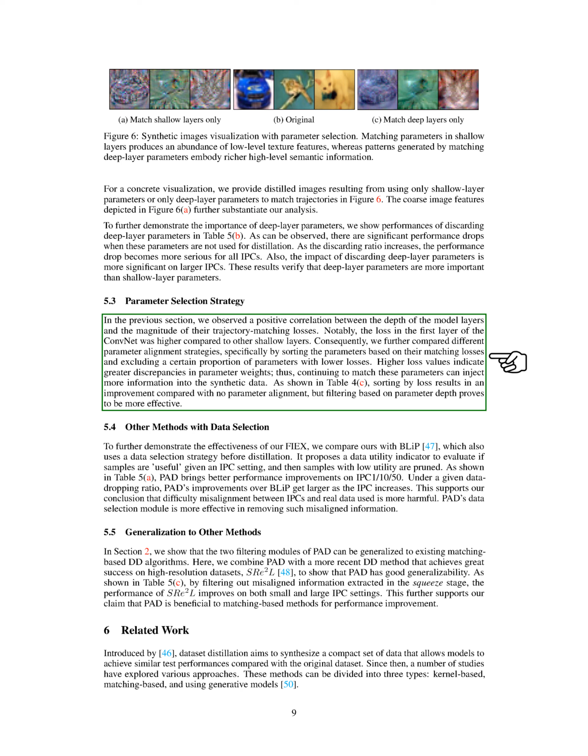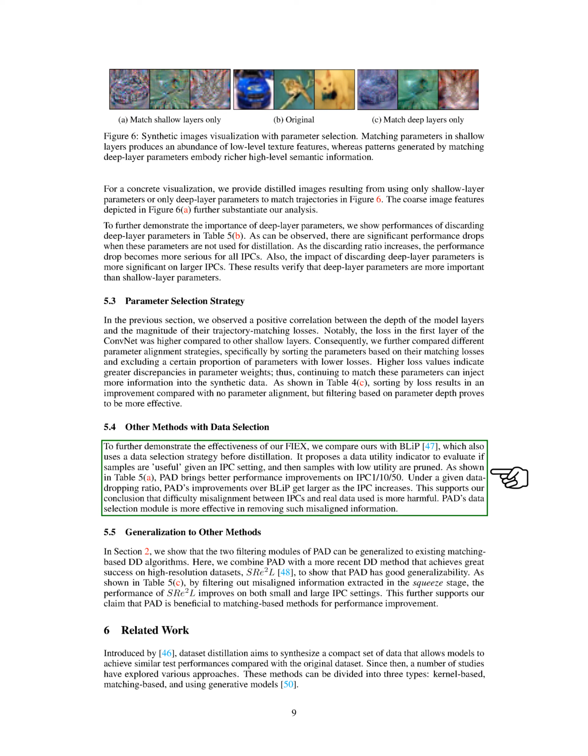We compare different alignment strategies, focusing on sorting parameters by their matching losses and excluding those with lower losses. Higher loss values indicate greater discrepancies, which can enhance the synthetic data. Our results in Table 4 show that sorting by loss improves performance compared to no alignment, but filtering by parameter depth is even more effective.